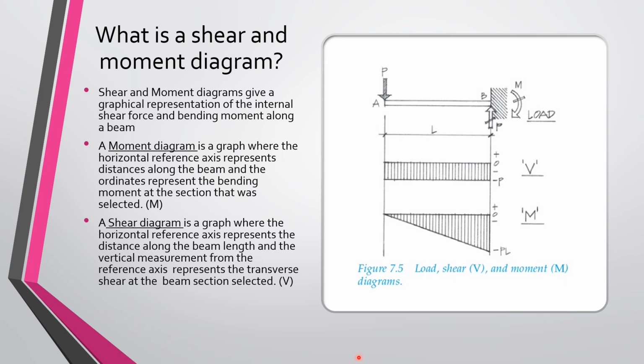You can see that I included figure 7.5 from the textbook. This includes load, shear, and moment, all of the diagrams. So it has the moment diagram right here and the shear diagram right here. A shear diagram is a graph where the horizontal reference axis represents the distance along the beam length, and the vertical measurements from the reference axis represent the transverse shear at the beam section selected. You can see that V and M do both look different. It's because they are different. One is a moment diagram right here, and one is a shear diagram, which is right here.